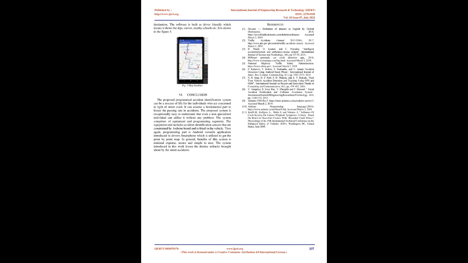The system comprises of equipment and programming segments. The equipment unit includes accident identification sensors that are constrained by Arduino board and is dotted in the vehicle. Then again, programming part is Android versatile application introduced in driver's smartphone, which is utilized to get the point-by-point map. In general, benefits of the system is minimal expense, secure and simple to user. The system introduced in this work lessen the demise setbacks brought about by the street accidents.